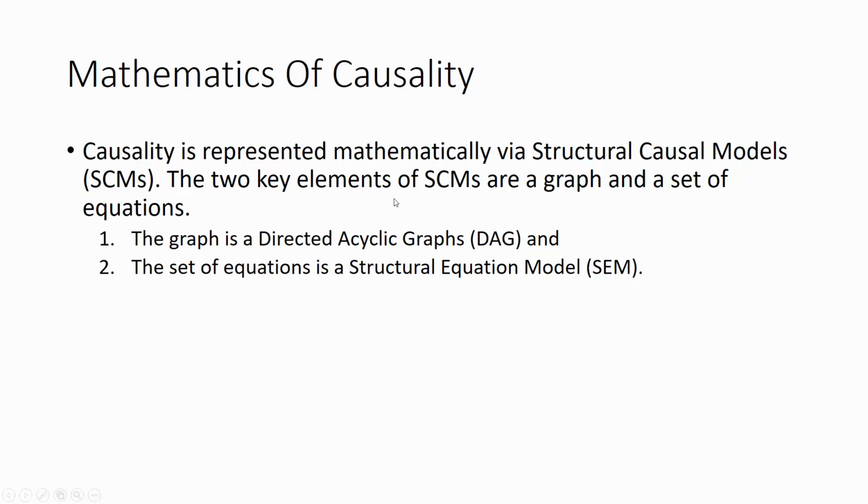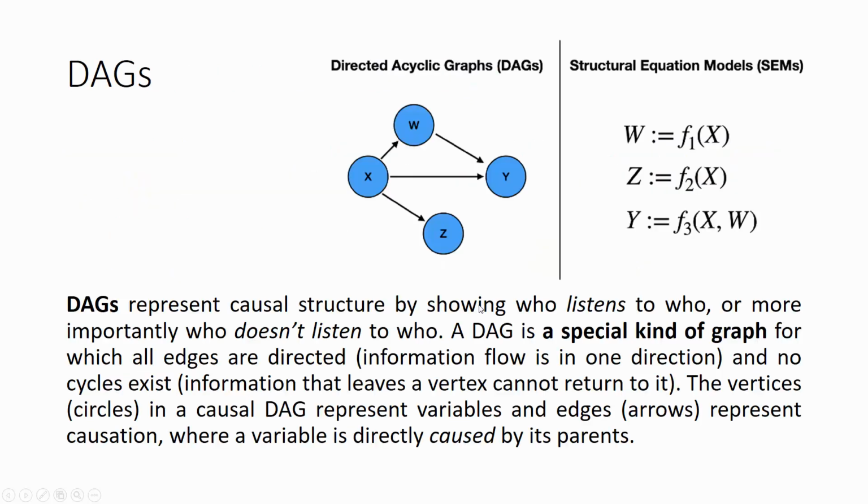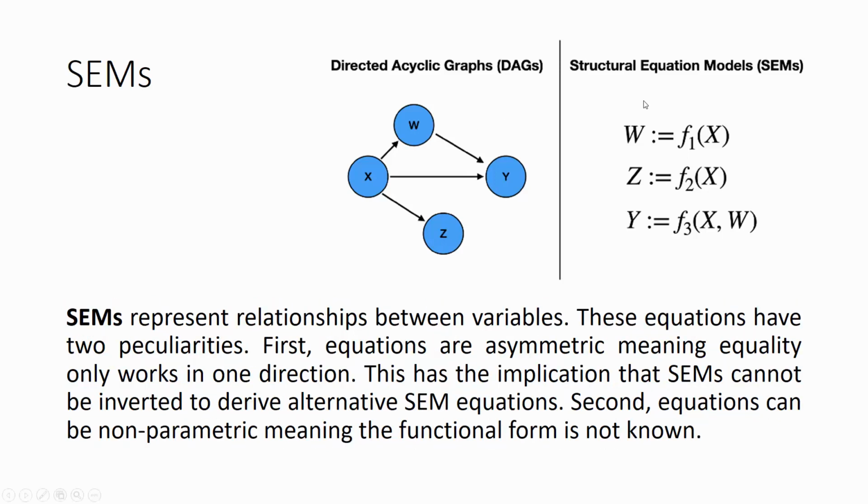These are structured causal models, and they are of two types: a directed acyclic graph and a structured equation model. Now, if you see this, a directed acyclic graph represents a causal structure by showing who gets caused by what, and more importantly, what does not get affected by something. Structured equation models basically represent relationships between variables. These equations have two peculiarities. First, they are unidirectional. The function will result in the outcome, and they cannot be inverted. Second, the equations can be non-parametric, which means that the functional form of the equations is not known. They could be polynomial, exponential, logarithmic, or whatever.